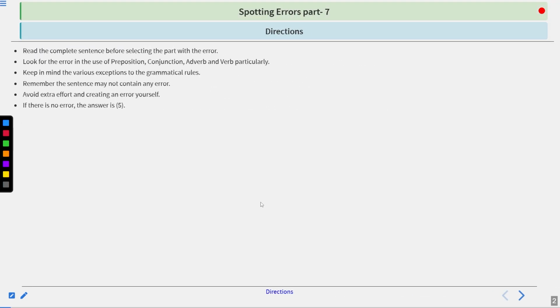The first direction is to read the complete sentence before selecting the part with the error. The second is to look for the error in the use of preposition, conjunction, adverb and verb particularly. The third one is to keep in mind the various exceptions to the grammatical rules. The fourth one is to remember the sentence may not contain any error. The fifth one is to avoid extra effort and creating an error yourself. The last one is if there is no error, the answer is 5.